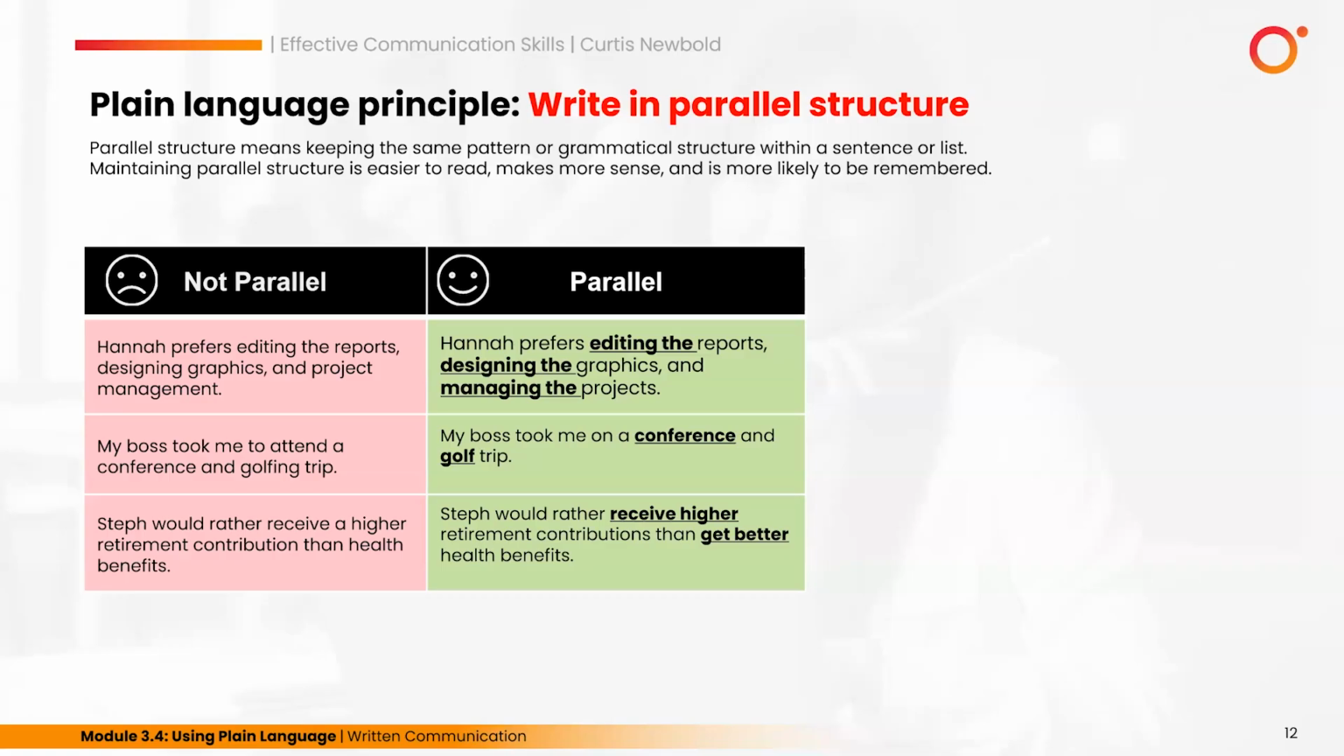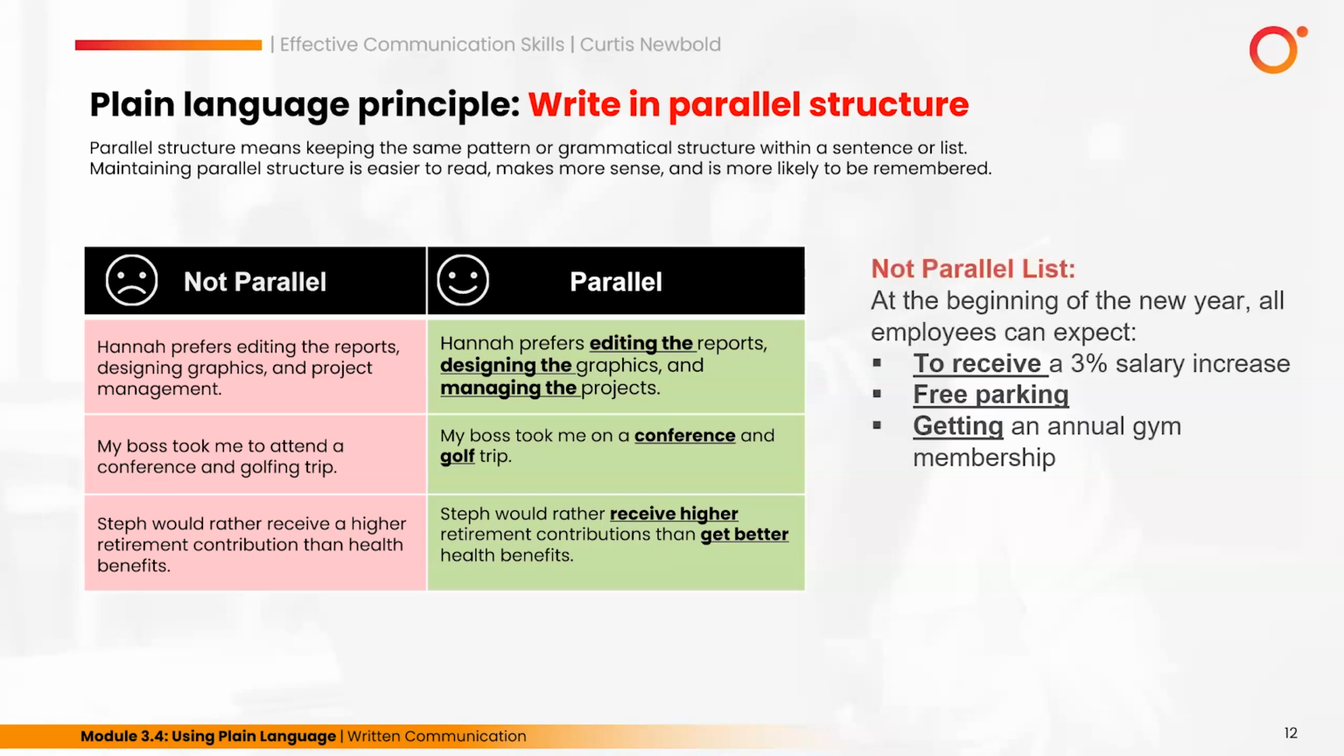So whether you're doing it within a sentence or in a list, you want to make sure you follow that parallel structure. Here's another example of a list. At the beginning of a new year, all employees can expect to receive a 3% salary increase, free parking, getting an annual gym membership. That does not follow parallel format. You see there, that's the infinitive verb to receive, and then you have free parking, which is a noun phrase with an adjective, free, and then you have getting, which is the gerund form, an ing verb, getting an annual gym membership.